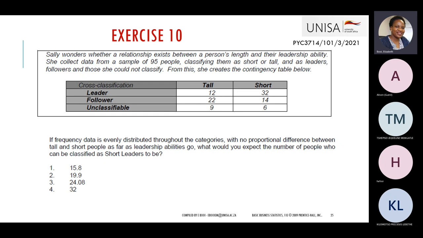This is the contingency table of the length of a person and their leadership ability, whether they are a leader, a follower, or those that she cannot classify. If the frequency data is evenly distributed throughout the categories with no proportional differences between the tall and the short people, as far as leadership ability goes, what would your expected number of short leaders be?